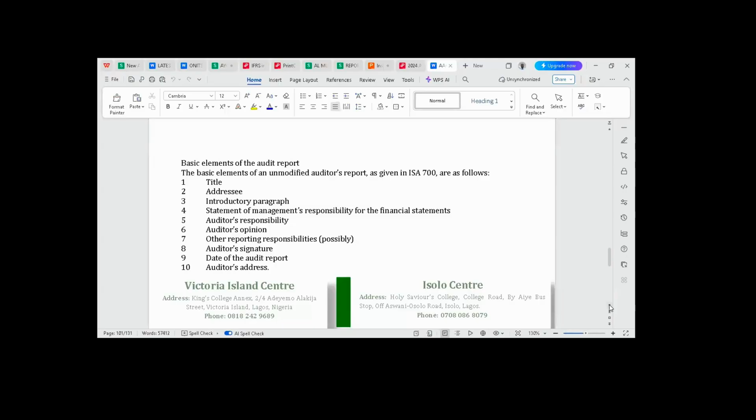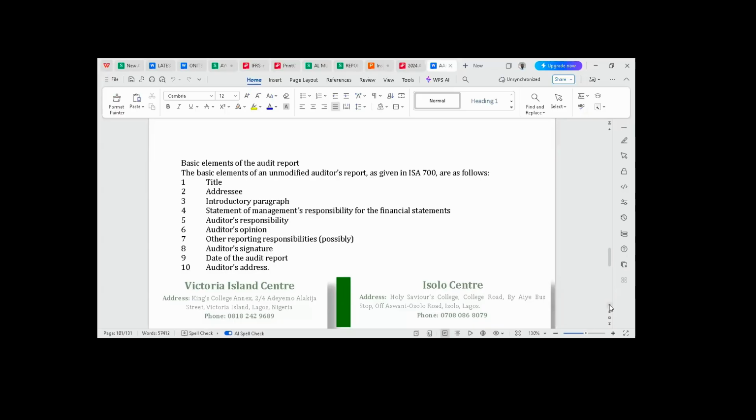Then it must contain an introductory paragraph. That is, this audit report is for ABC Limited, a company that is in the manufacturing of safety gadgets, responsible for the manufacturing of electronics, in charge of importation of gadgets. You must give some form of introductory paragraph for the year ended 31st December 2024. That's what you mean by introductory paragraph.